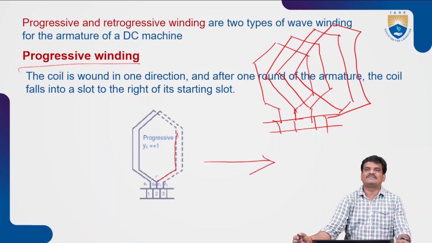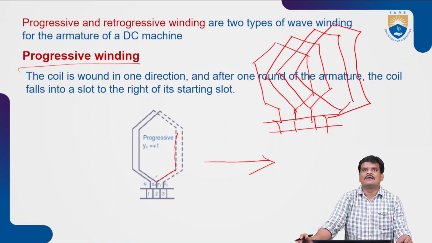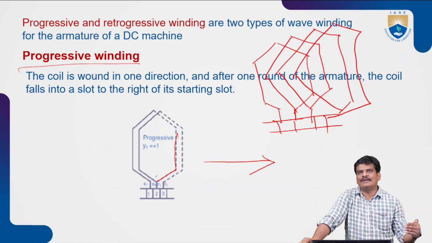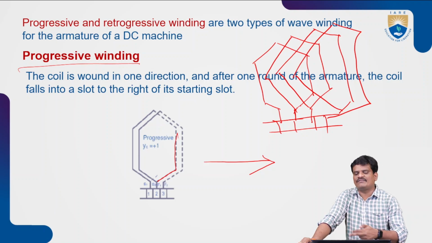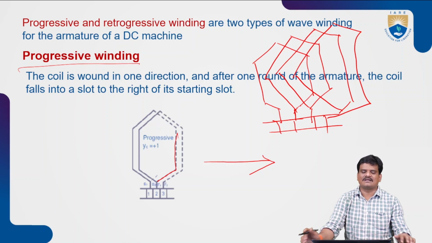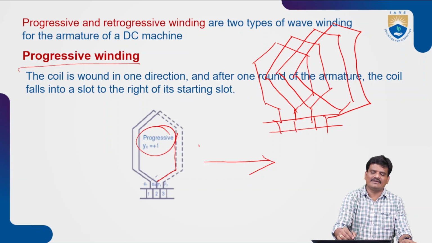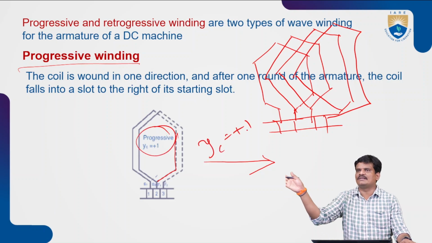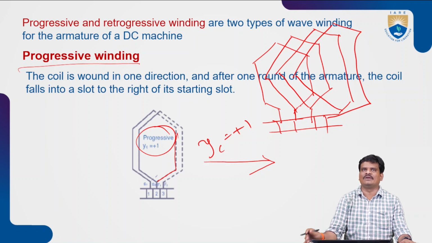So this is the representation of a progressive winding, where the coil can be wound only in one direction, and after completion of one round of armature, the coil will fall into the next starting slot. In case of a progressive winding, YC should be +1, that is, it should move only in one direction, in the forward direction only.